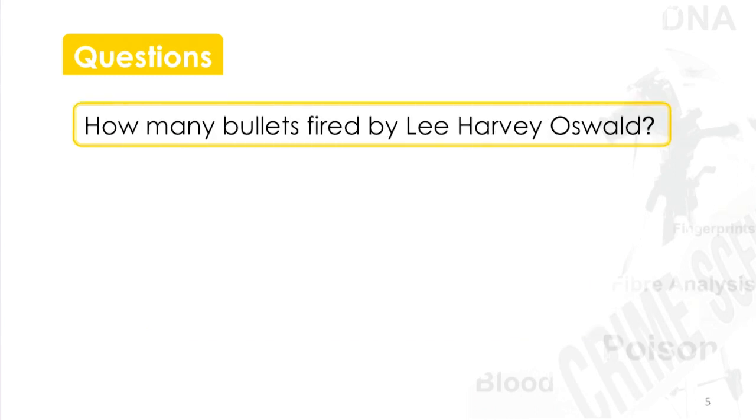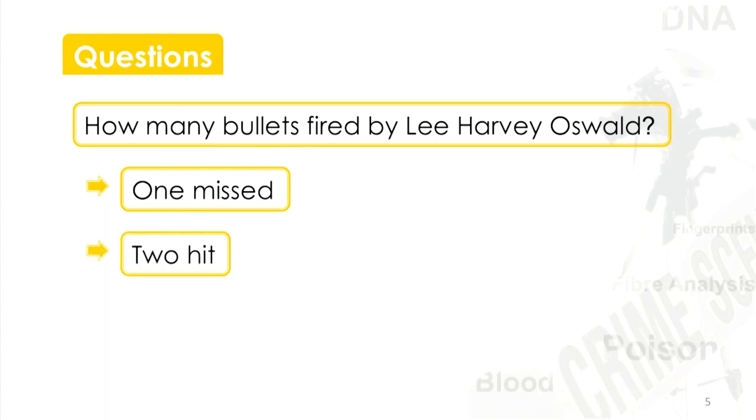Now, how many bullets were fired by Lee Harvey Oswald? He fired 3 times. One shot completely missed the presidential limousine. 2 shots hit the presidential limousine. So what we should be able to do is to examine the car and see how many bullets are found. And if there is another gunman, then we would find more than 2 bullets. It's not that simple.